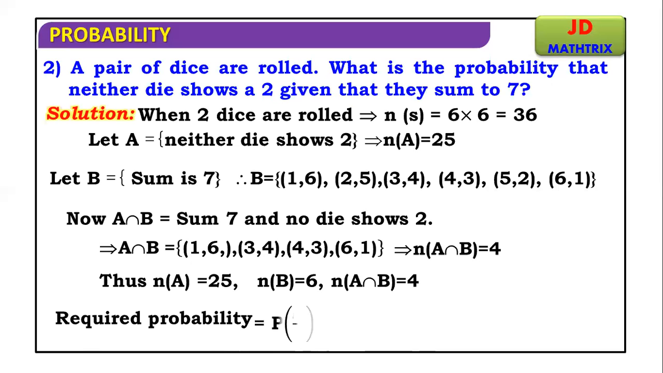So required probability is equal to P of A by B again, that is n of A intersection B by n of B, that is 4/6, that is 2/3.